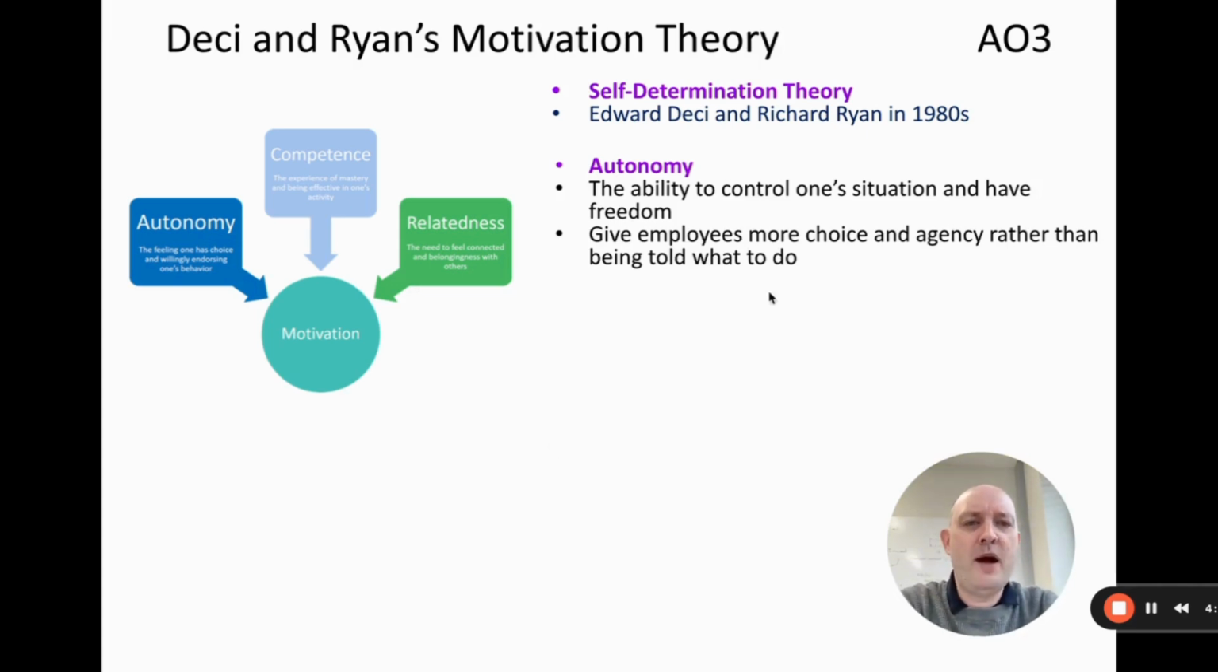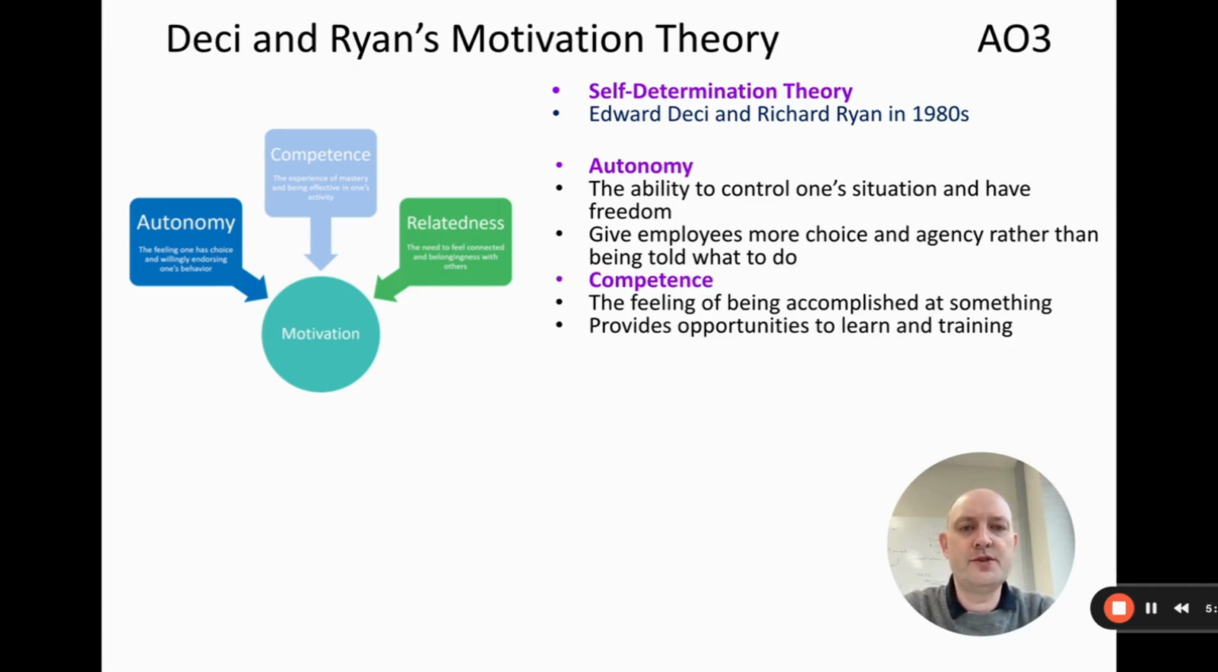This is more about your own choices. This is actually quite similar to the need for power from the previous one with McClelland, but autonomy is more about choice over your own situation. So in order to motivate employees, companies would give their staff autonomy, so give them more choice, more agency over what they do. Maybe they can choose their working hours, they can choose what training to go on, etc.